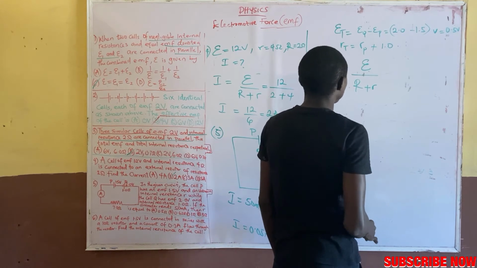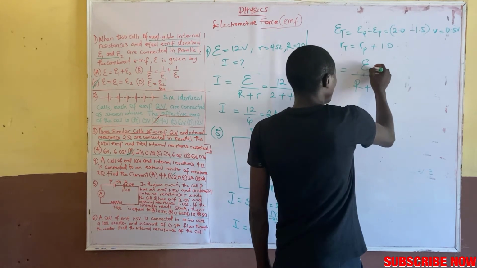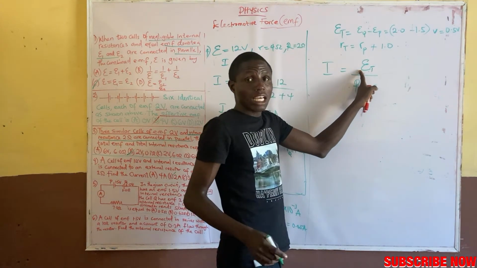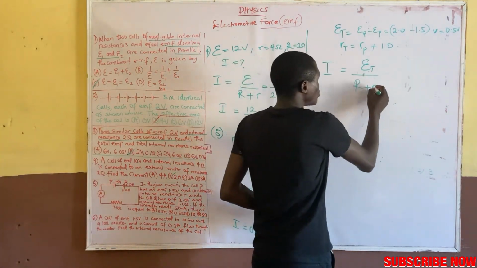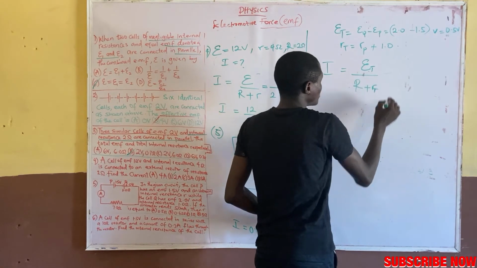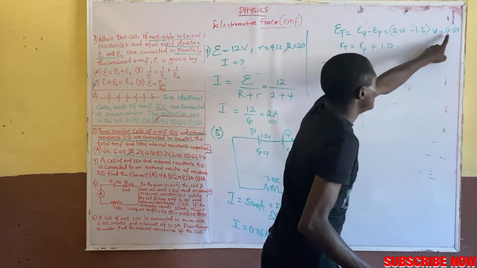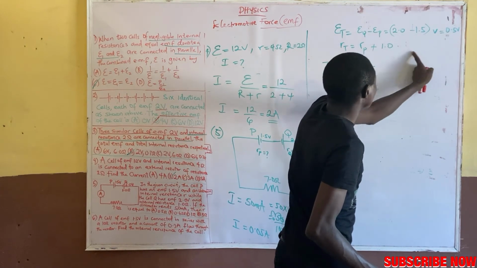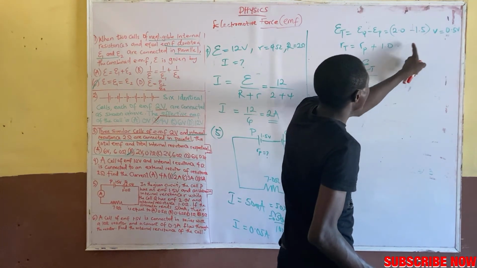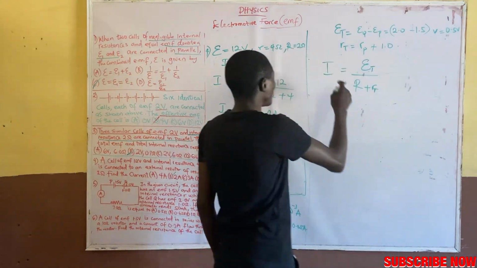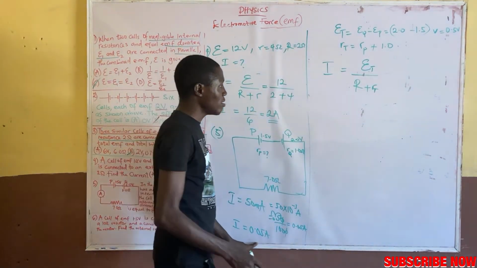Substituting these parameters now, what do we have? This one will be the total EMF, and this one will be the total internal resistance. Now let's substitute. The total internal resistance is Rp plus 1.0, the total EMF is 0.5, and the current given here is 0.05 ampere.